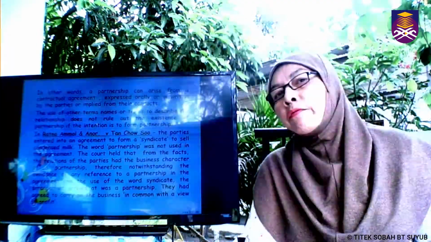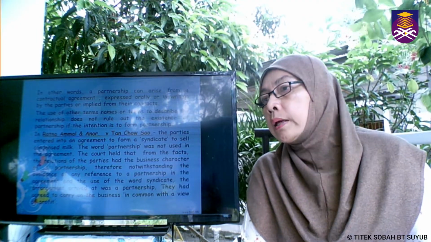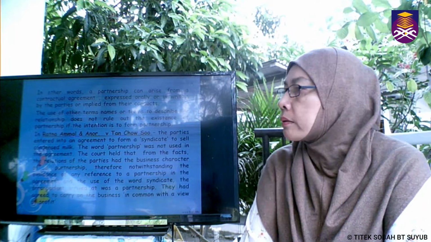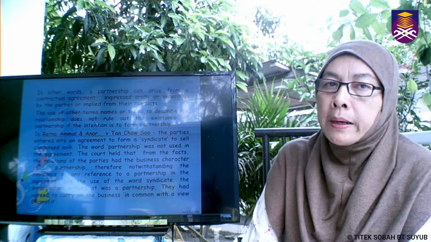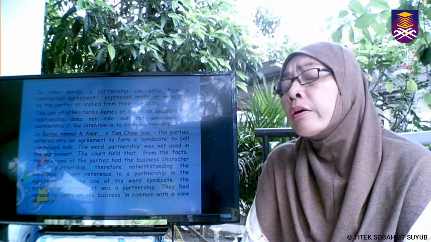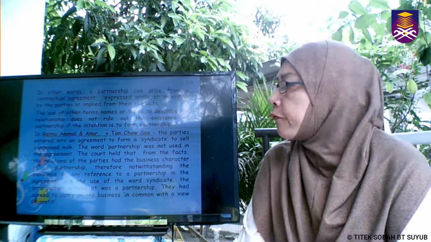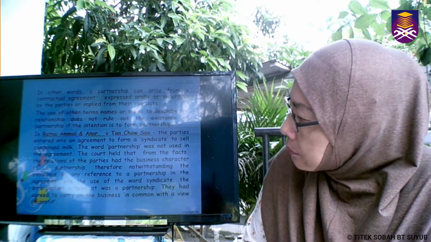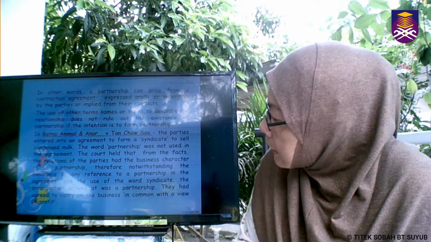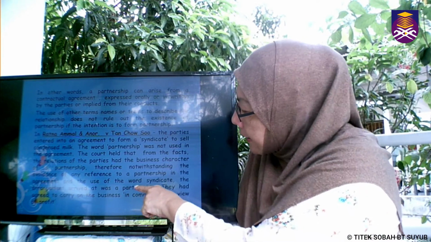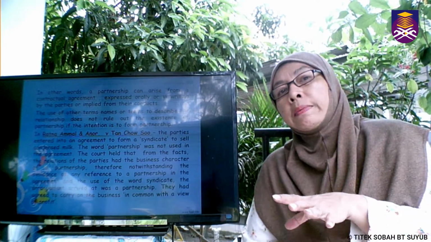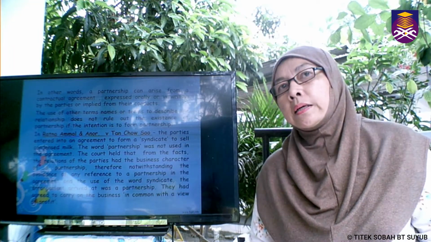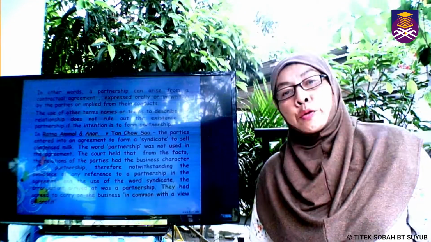This is a case involving a partnership. What they did is that they formed a business. They wanted to sell condensed milk, susu pekat manis. However, in their agreement, they referred to their relationship as a syndicate. If you look at the word syndicate there, it seems like a gangsterism group, right?